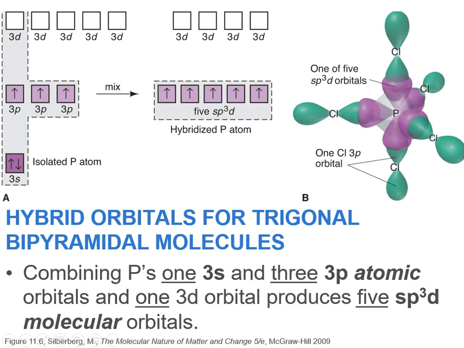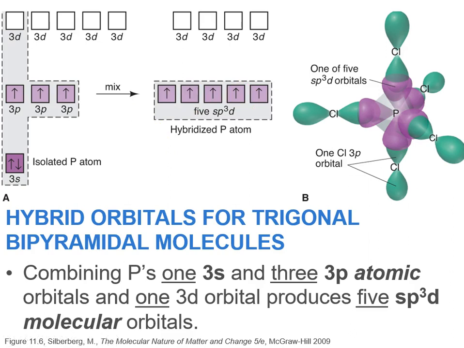So let's look at PCl5. Okay, so phosphorus, if you look at its electron configuration, it has 3s2, 3p3, but we are in the 3rd period now, so we can borrow one of those d orbitals. So what we're going to do is mix 5 atomic orbitals. We're going to mix a 3s, all 3 of the 3p's, and 1 of the 3d's. And if we mix those, we're going to get 5 sp3d hybrid orbitals. So we have 1 s, 3 p's, and 1 d, so we call them sp3d.